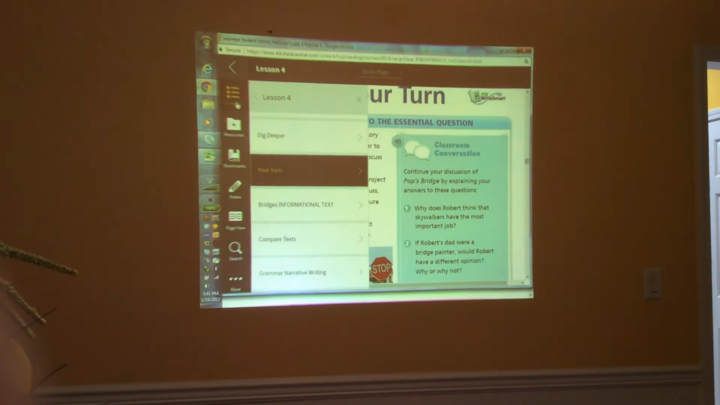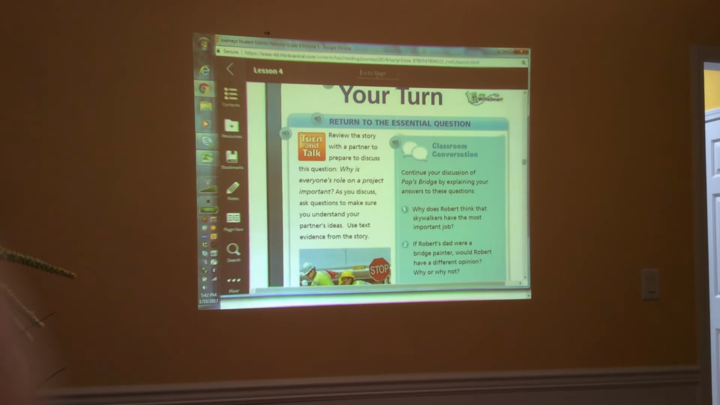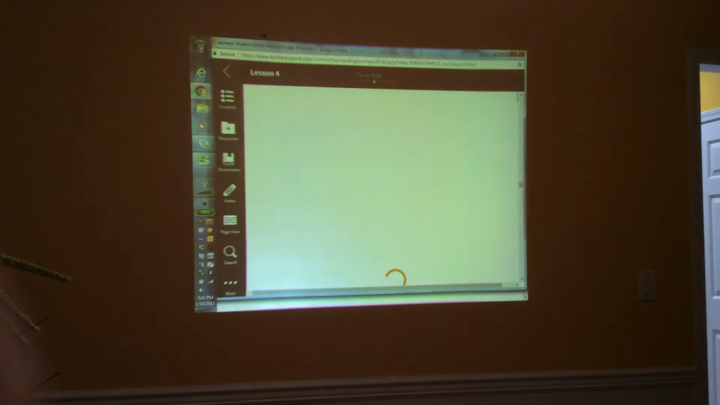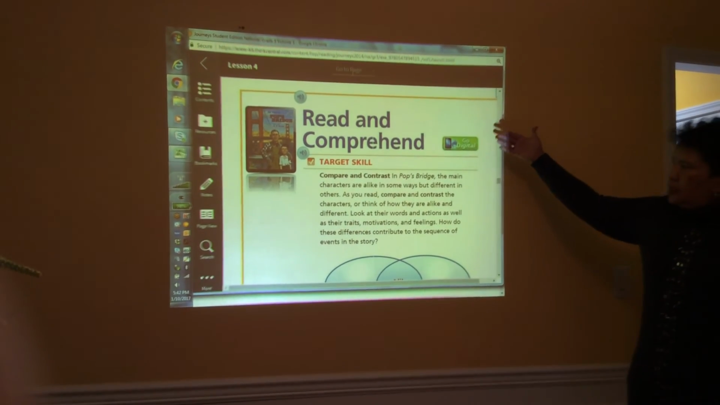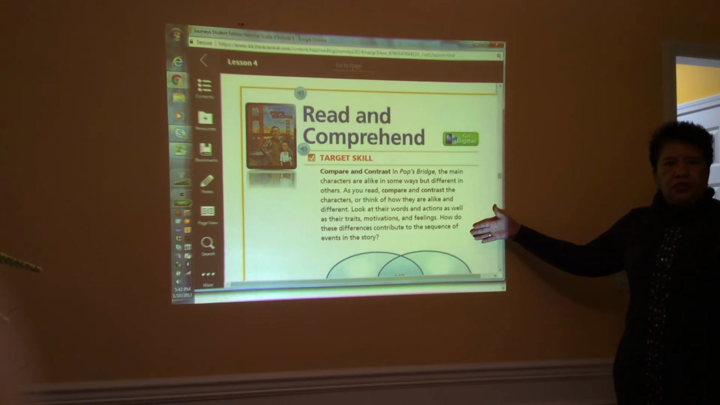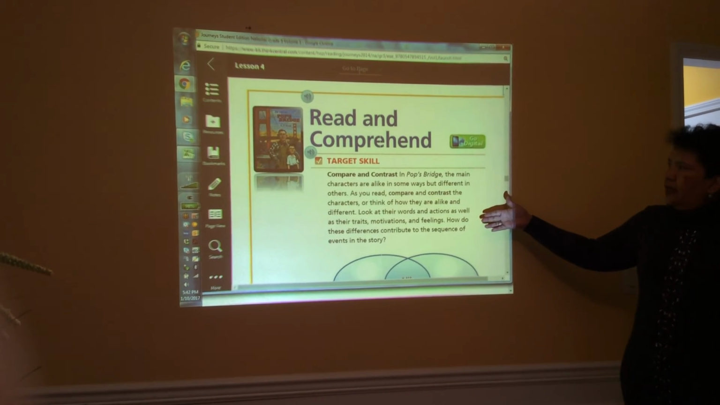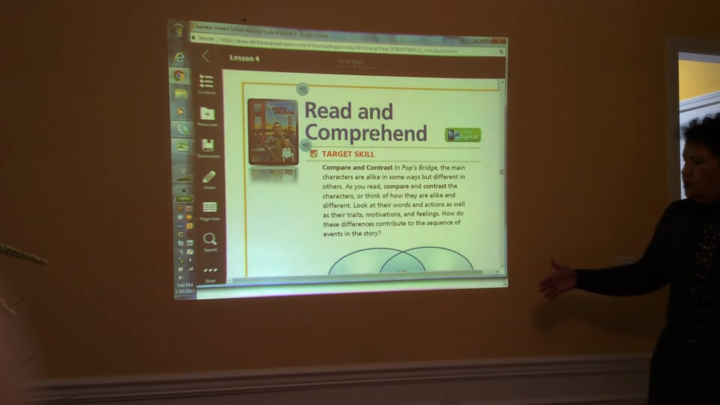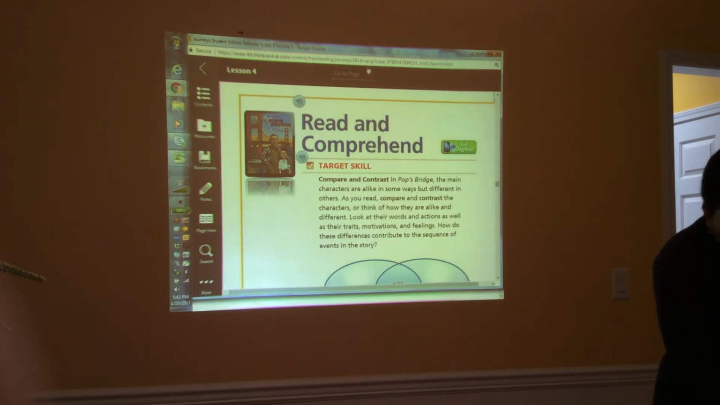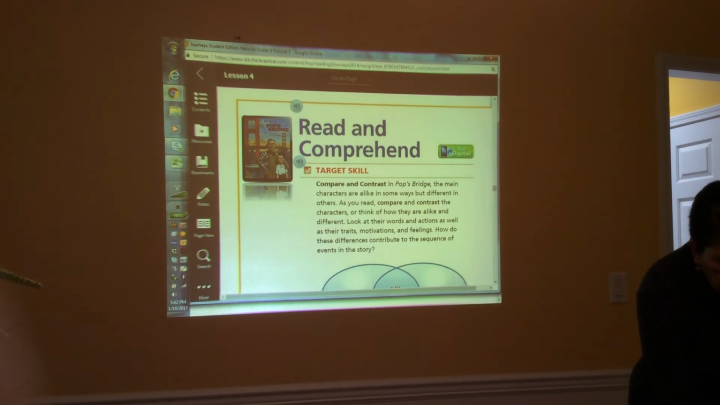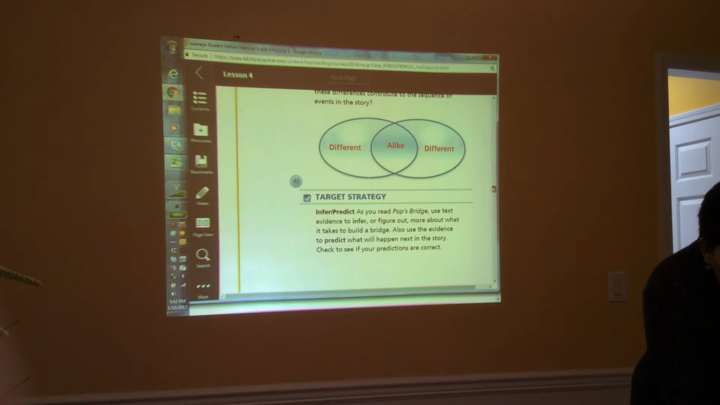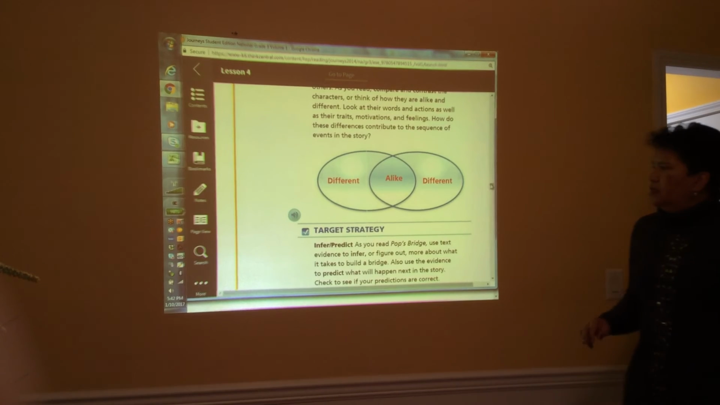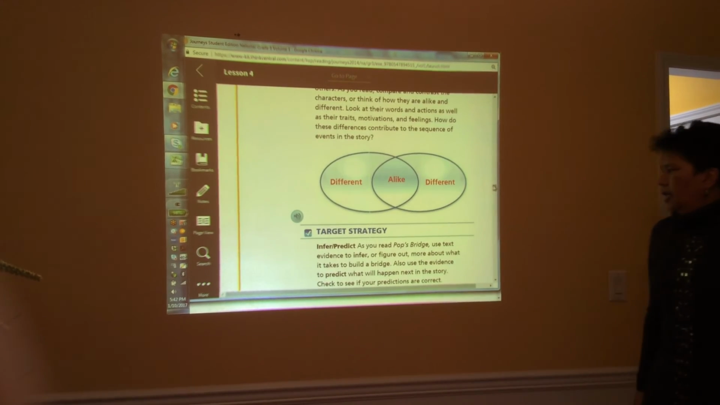We've already looked at the table of contents. However, if we wanted to go to a specific page, we could type that page in at the top and hit enter, and it will take us to the specific page that we would like to work with. Once again, this is lesson 4. Charlie is working with read and comprehend, and in this particular target skill, he'll be working with comparison and contrast. As you can see, he's using a Venn diagram to compare the two different stories and find where they're alike.